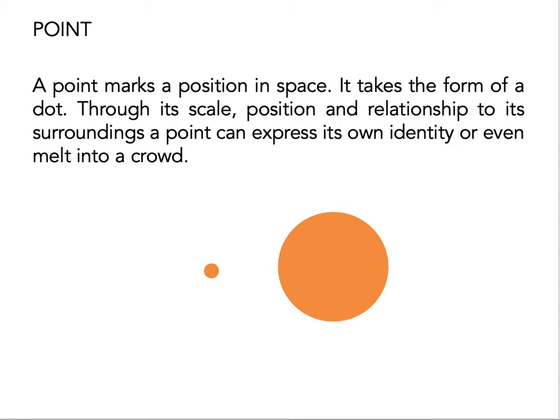A point marks a position in space. It takes the form of a dot. Through its scale, its position, and its relationship to its surroundings, a point can express its own identity or even melt into a crowd. Through scale and color, a point can become a focal point. You could put text in it to draw the viewer's eye and raise the hierarchy of that text, or it could be small and fade away, giving a sense of depth or even texture.